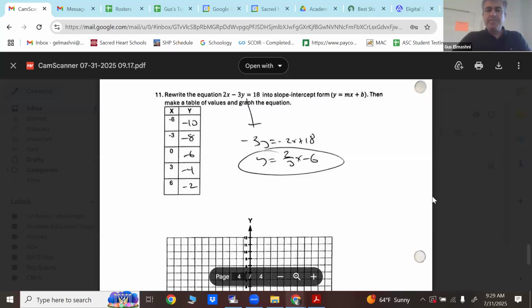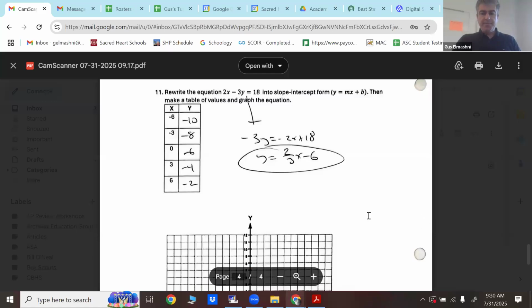For 11, just get y by itself. That's probably the best way to do it. And also, if you see the pattern, if you plug in -6, -3, you start noticing that y increases by 2, as it should, because as x goes up by 3, y goes up by 2. Slope's 2/3. And then graph it.